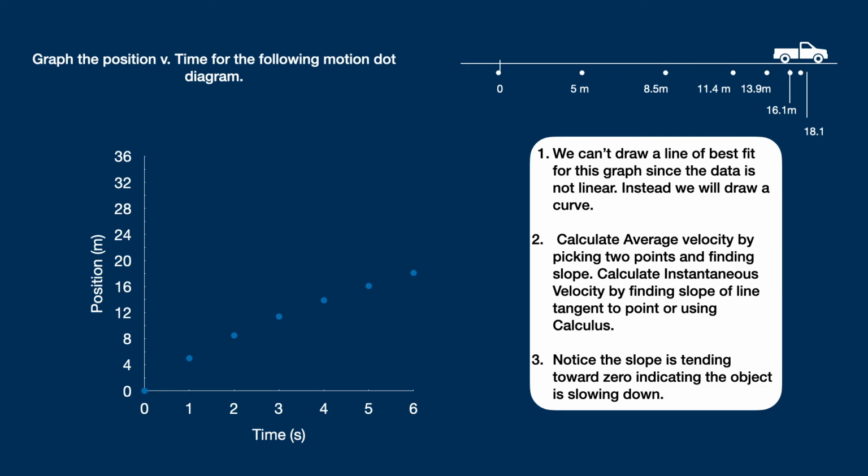So notice that the slope is tending towards 0, and slope is velocity. So notice that that slope is constantly getting smaller and smaller until once you get closer to 6 seconds, it's almost not very steep at all. So that means that the truck is slowing down and coming to rest.